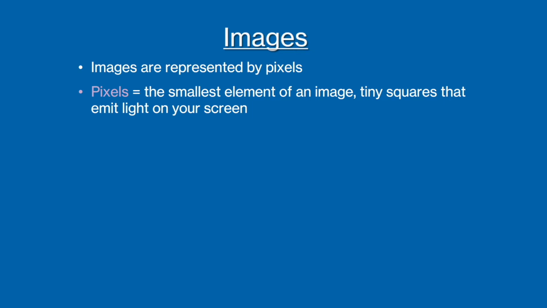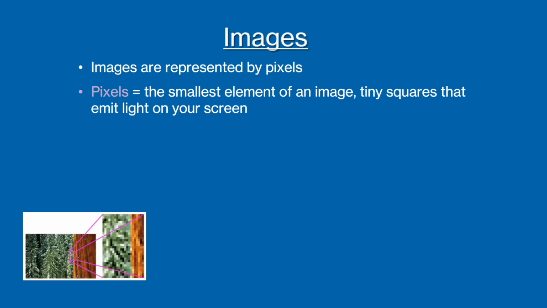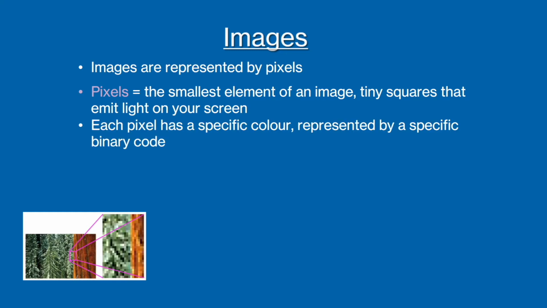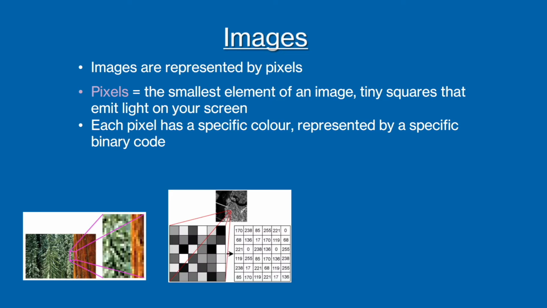Images are represented by pixels, and pixels are tiny squares of light on your screen. Here you can see a picture and a zoomed-in version of the same picture beside it. In the zoomed-in version, you can see all the pixels that make up the image. Each of these pixels emit a specific color of light, represented by a specific binary code. In the next picture, you can see how each of the pixels represented in this grayscale image have a different binary code to represent them.